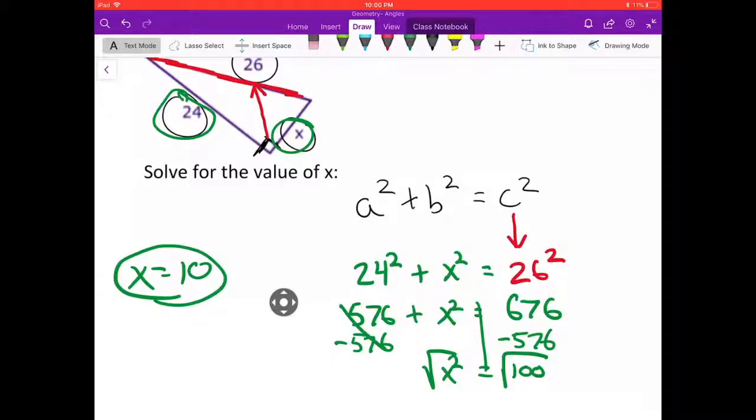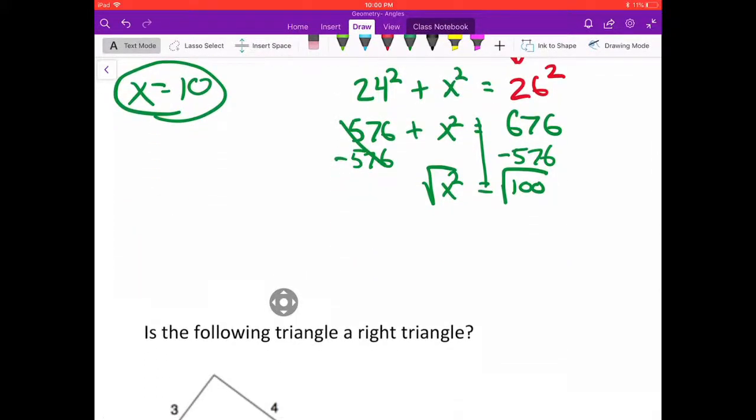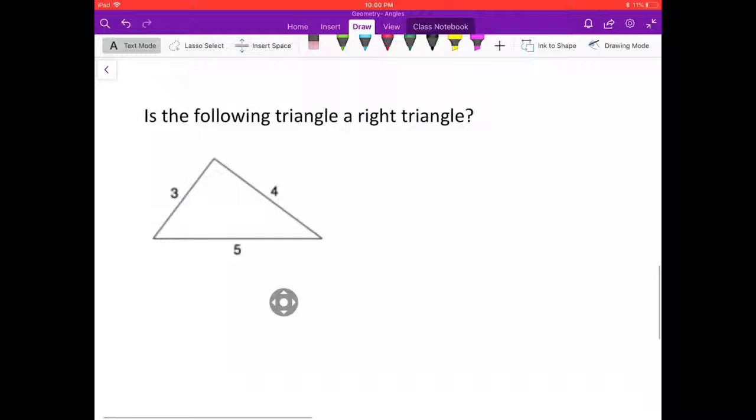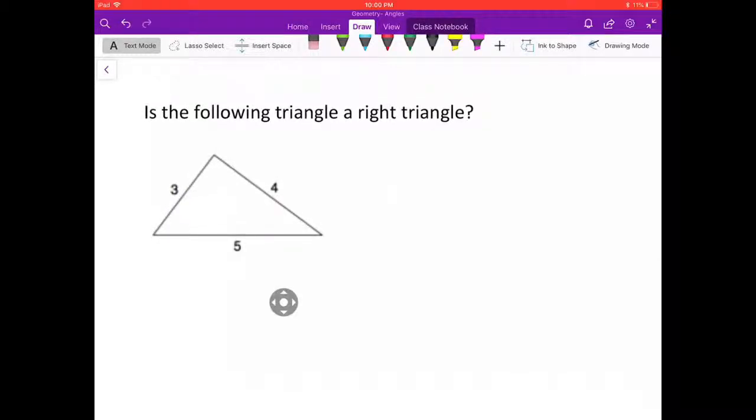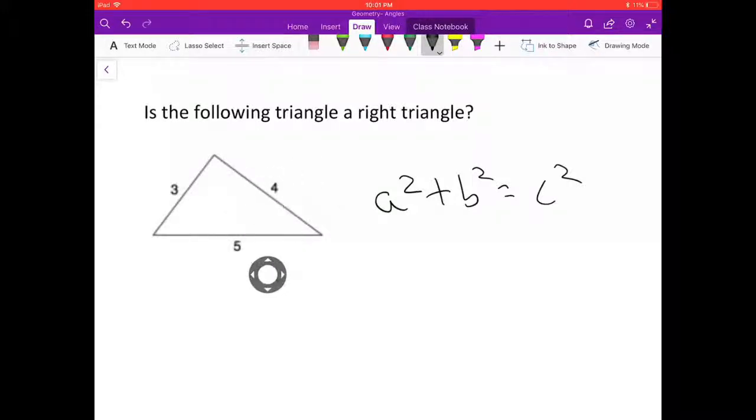Alright, there is one other question they can ask. This one usually comes up as a multiple choice, but it's really the same concept. This one is asking us if this triangle is a right triangle. So in order for it to be a right triangle, we can use the Pythagorean theorem and see if it works. So if these three sides, 3, 4, and 5, work within this formula, then I know it has to be a right triangle.